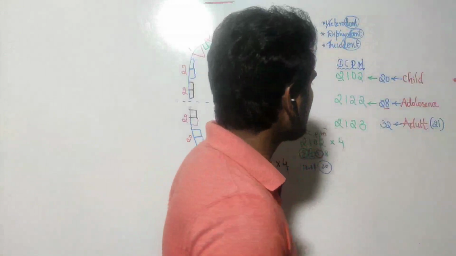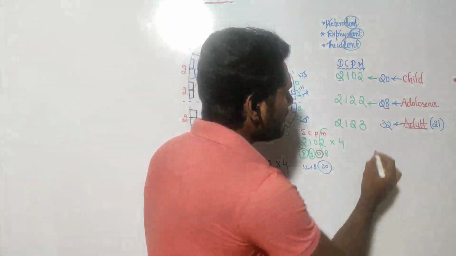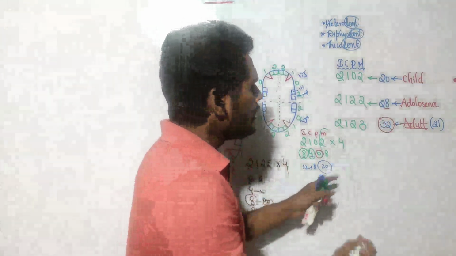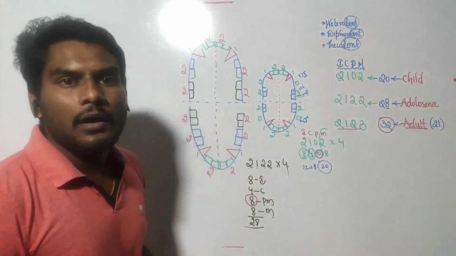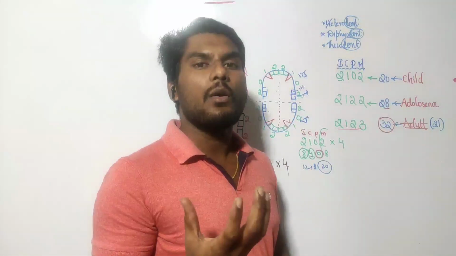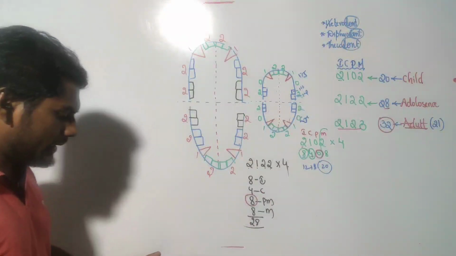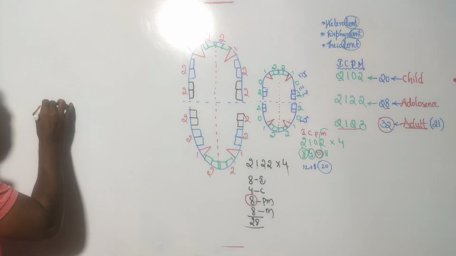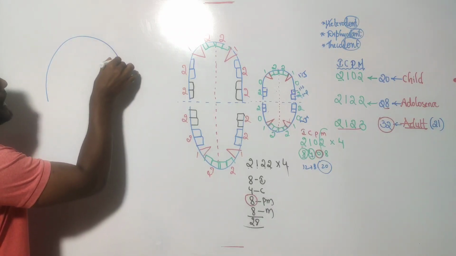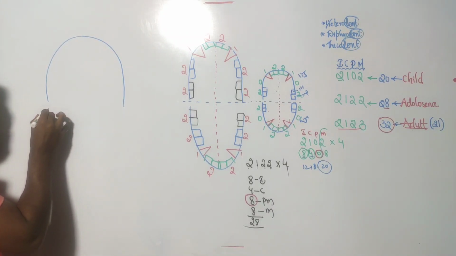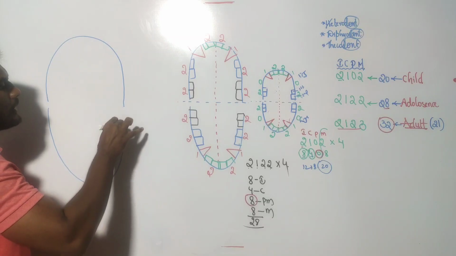And after adolescents, who is that? Adult. Adult contain how many number of teeth? 32. So dental formula for adult is what? 2, 1, 2, 3. Let's make the jaw for the adult. Yes, adult jaw. This is the upper jaw and this is the lower jaw of adult organism.